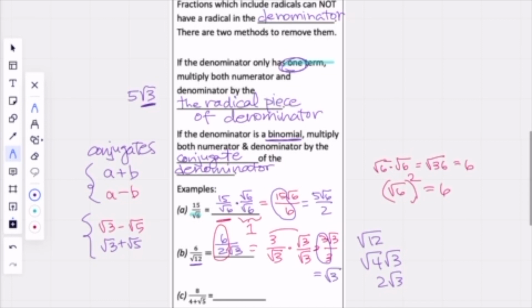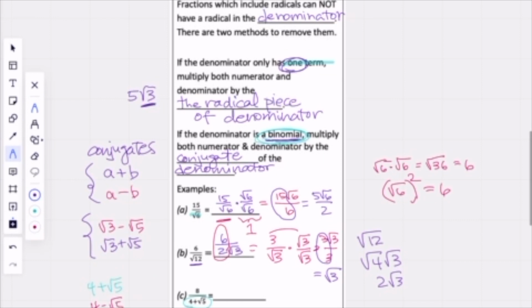All right, last example. In this case, my denominator has 2 terms. I know it's 2 terms because it's separated by a plus. So if there are 2 terms, binomial, that means I need to use the conjugate. Okay, so I'm thinking about 4 plus the square root of 5. The conjugate of 4 plus the square root of 5 is 4 minus the square root of 5.